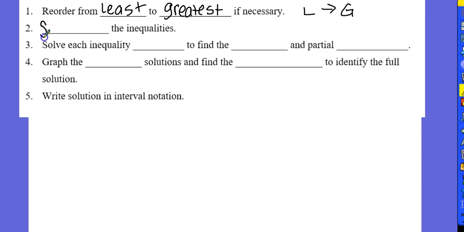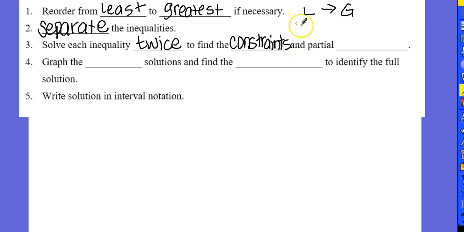And then step 2, we're going to separate. They're in the same statement. We're going to separate them. And then we're going to solve each inequality twice because it's an absolute value, so you have to solve it for the positive and the negative to find the constraints. Those are the numbers that separate the answers from the non-answers. And when we find the constraints, each one will provide us with a part of the solution, or a partial solution. So each constraint will give us part of the answer, but not the full answer.